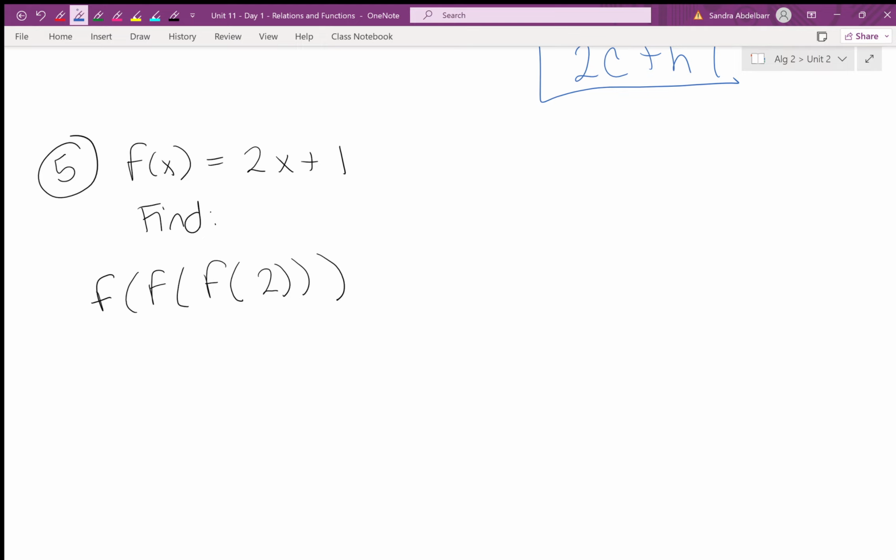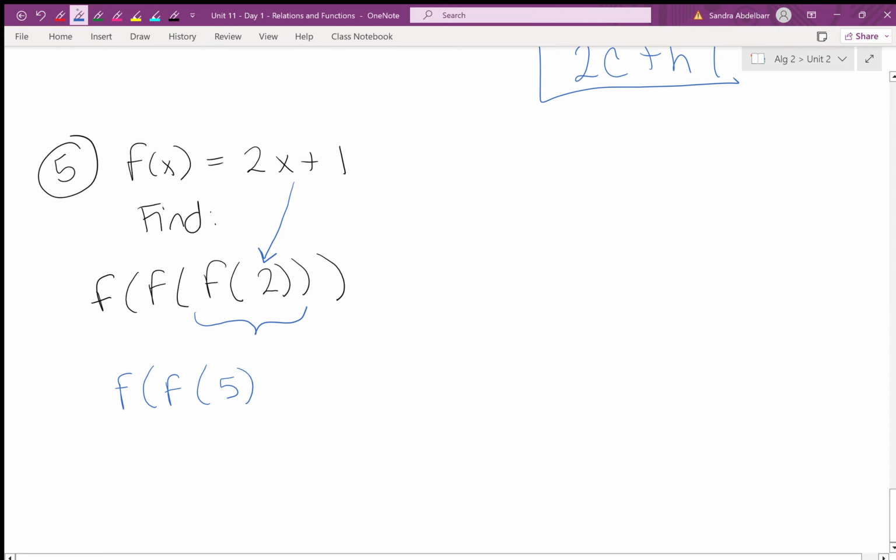So what do we do? We work from our innermost parenthesis out. So I'm going to do f of 2. When I have f of 2, I'm substituting that 2 in for x. I'm going to do it in my head. 2 times 2 is 4 plus 1 is 5. So now we have f of 5. Did I lose anybody? Are we good? Dylan? Yeah, I'm good. Okay, so now I have f of 5.